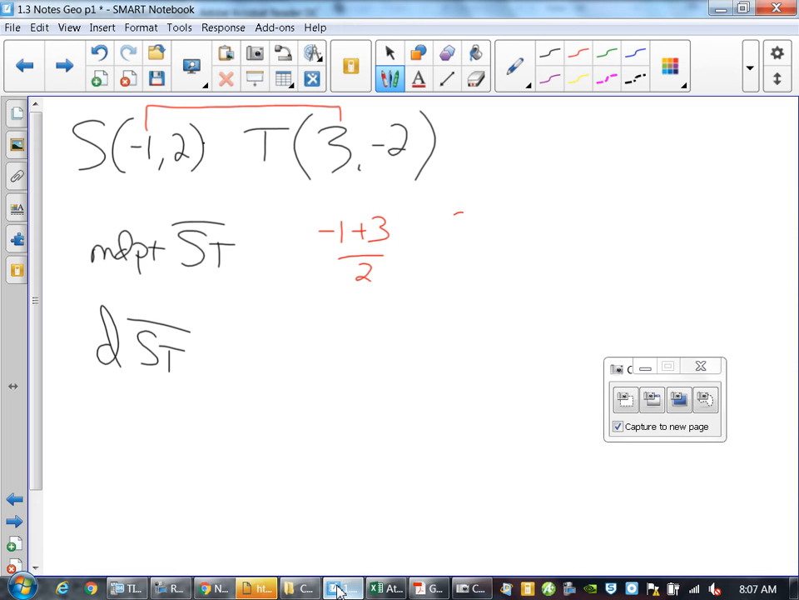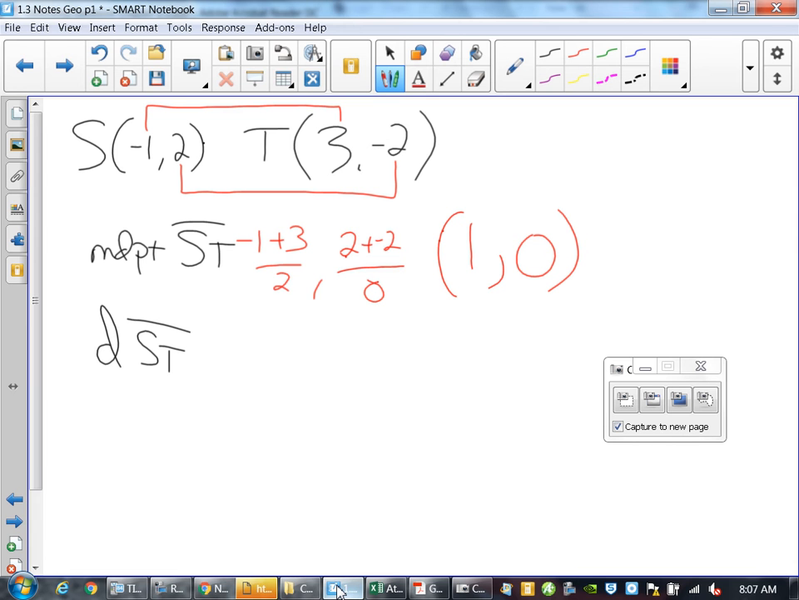So the midpoint is going to be at 1, comma. Well, what's negative 2 and 2? 0. What's half of 0? 0. Half of 0 is 0. Half of nothing is still nothing. Okay. So that's how you get midpoint.